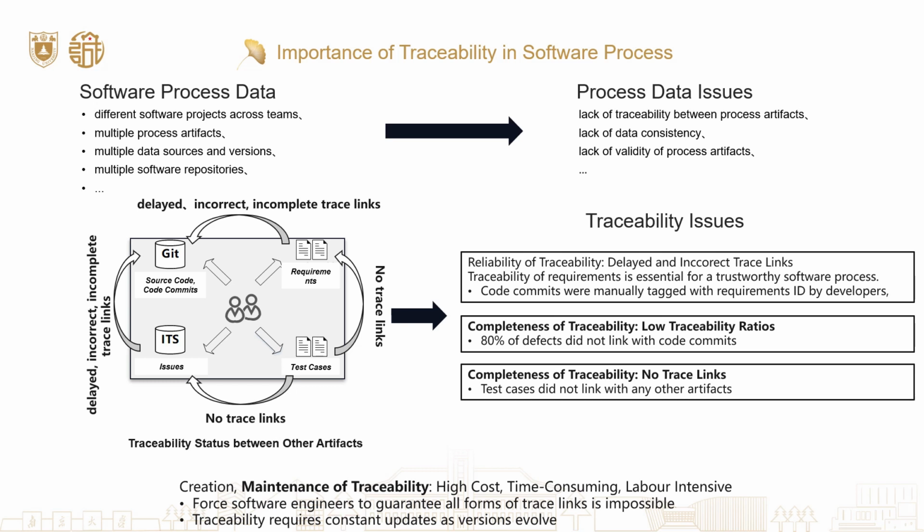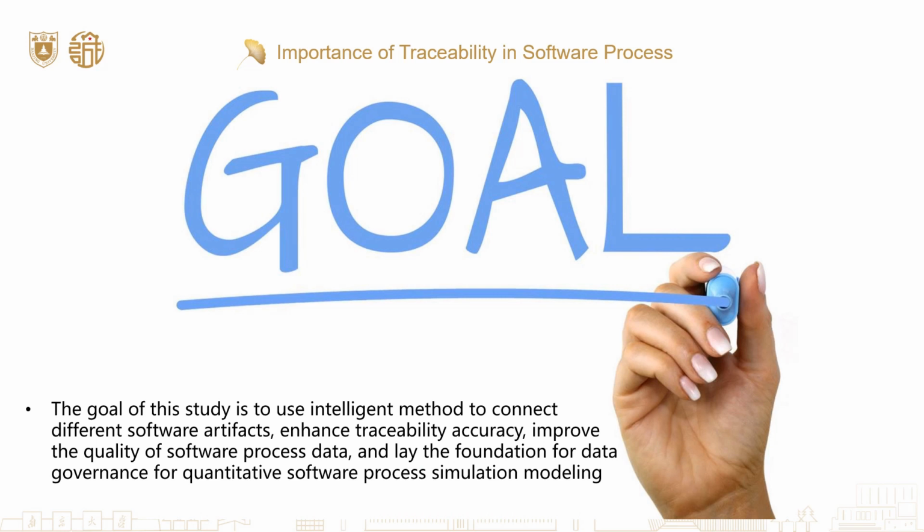The creation and maintenance of traceability is a high-cost, time-consuming, and labor-intensive process. It's not advisable to force software engineers to guarantee all forms of trace links. For this reason, we aim to look for automatic solutions for recovering process data traceability. Generally, our study aimed to establish the foundation for data governance for quantitative software process simulation modeling by using intelligent methods to connect different software repositories and artifacts, enhance traceability accuracy, and improve the quality of software process data.